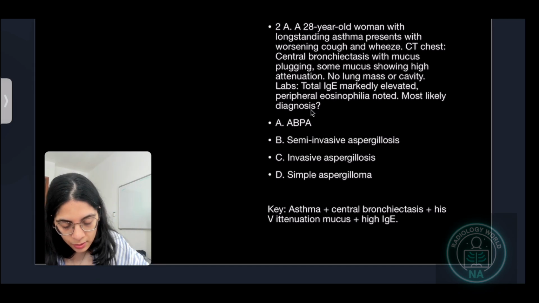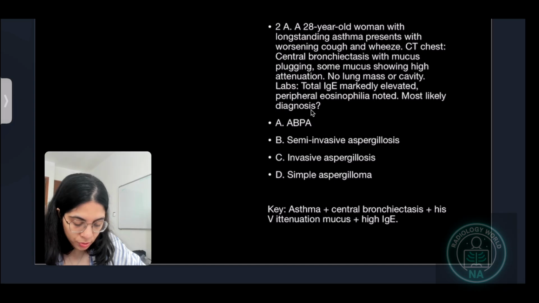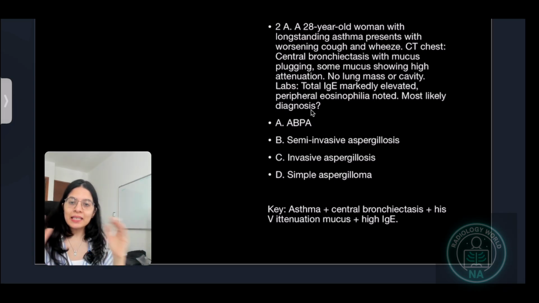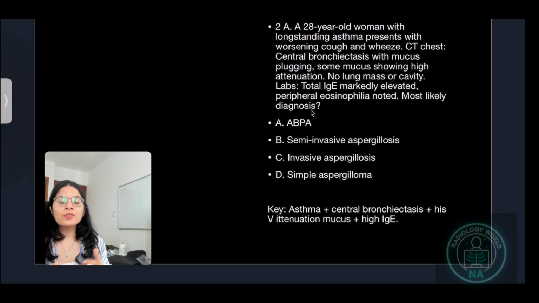A 28-year-old woman with long-standing asthma presents with worsening cough and wheeze. CT chest: central bronchiectasis with mucus plugging, some mucus showing high attenuation, no lung mass or cavity. Laboratory shows total IgE markedly elevated and peripheral eosinophilia is also noted. So most likely diagnosis? We have seen that particular chart. I have said whenever the immune system becomes hyper, we are going to talk about ABPA.